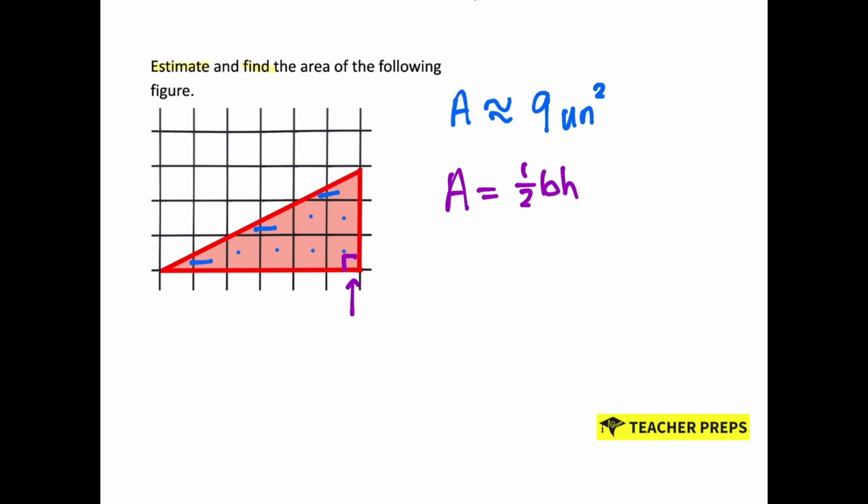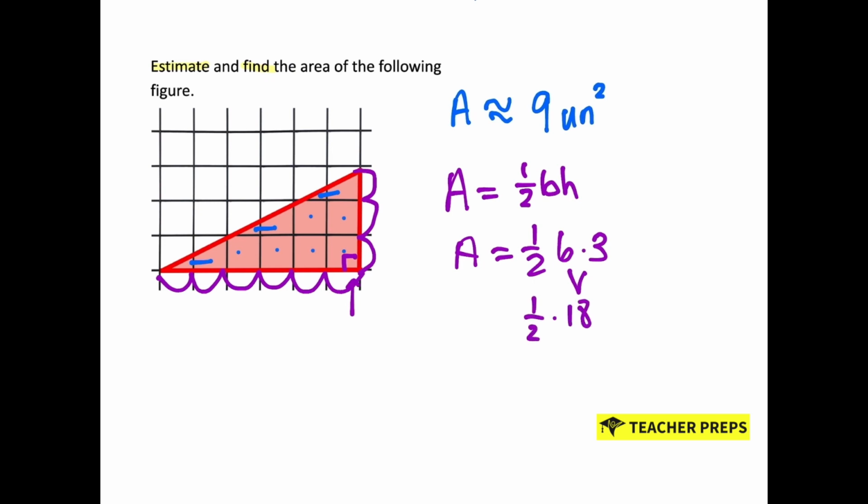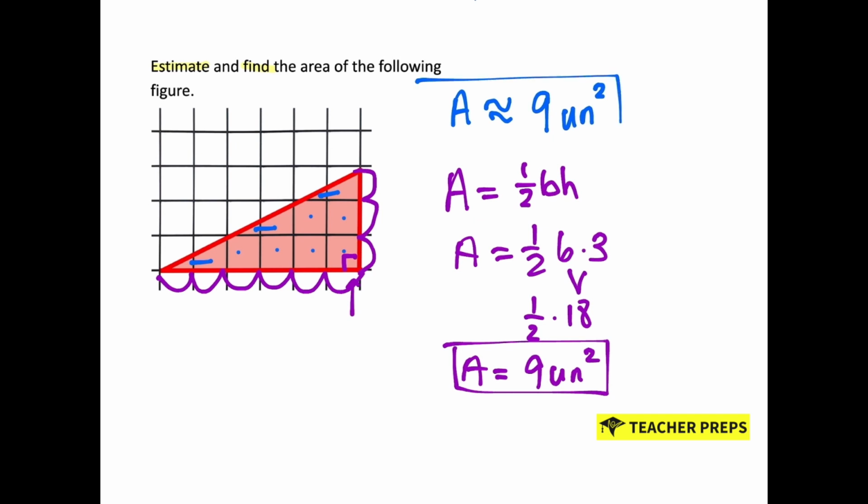Let's count the length of the base. It's 1, 2, 3, 4, 5, 6 units. And our height is 1, 2, 3 units. We can take 6 times 3 first. That's 18. Then we can take half of 18. That's 9. So the actual area is 9 square units. On this example, our actual and our estimation were the same.